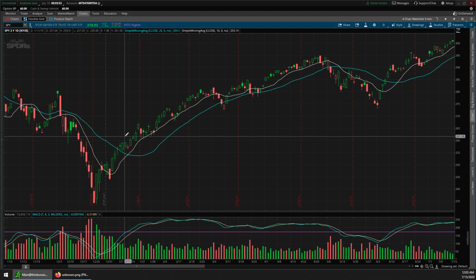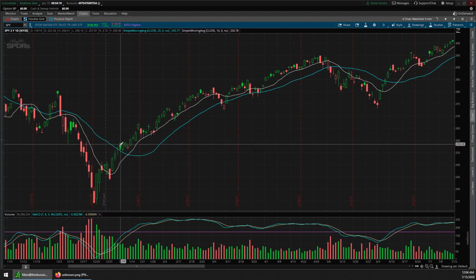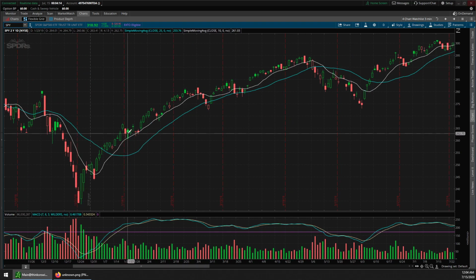You could buy on the first green candle that closes above the 25 SMA. Now that could be this candle here. That could be this candle. That could be this candle. You could even buy in on this candle. Doesn't matter. As long as you're buying in on that cross above the 25 SMA, that is the breakout into a new trending cycle.